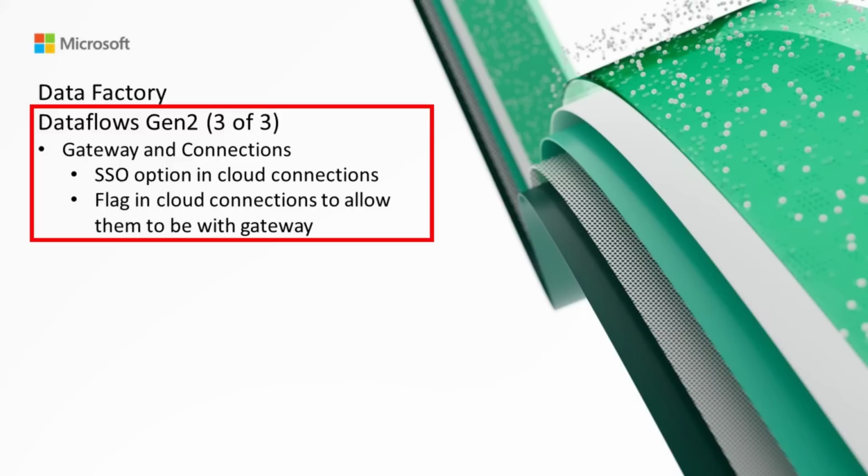Flag in cloud connections to allow them to be used with Gateway. We have enhanced our security measures to allow users to disable cloud connections from being used with Gateway connections. This precaution prevents the decryption and logging of cloud connection credentials with on-premises systems.